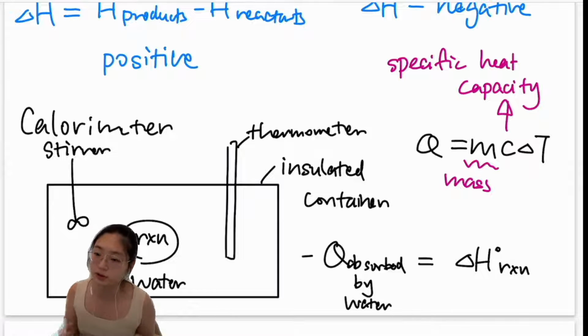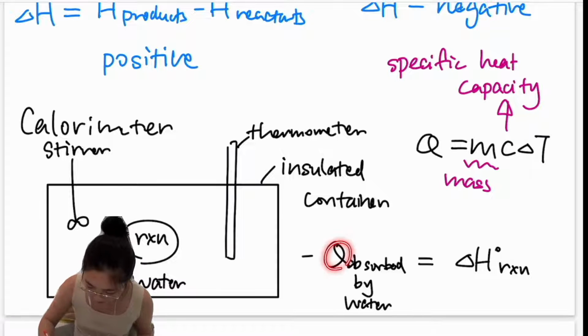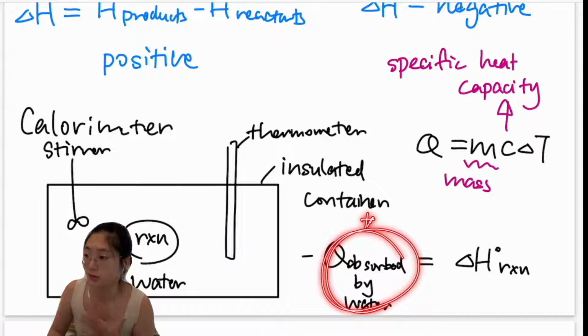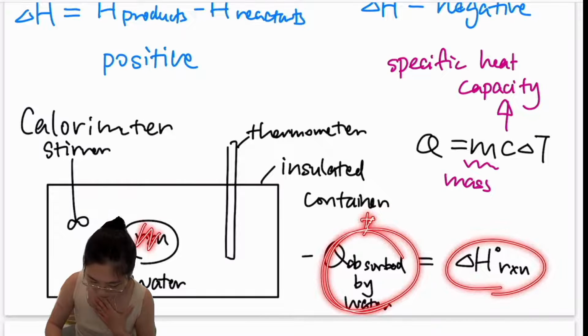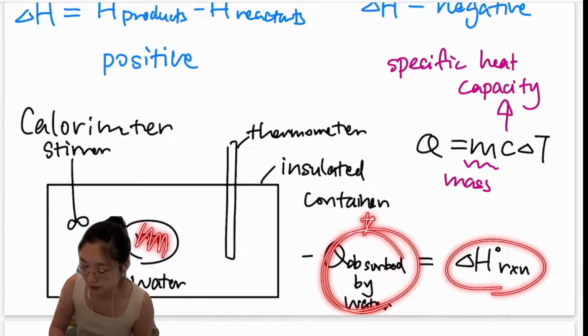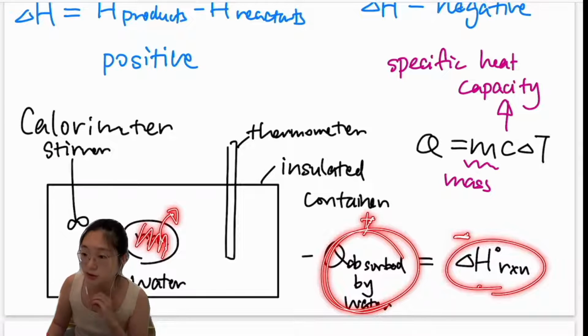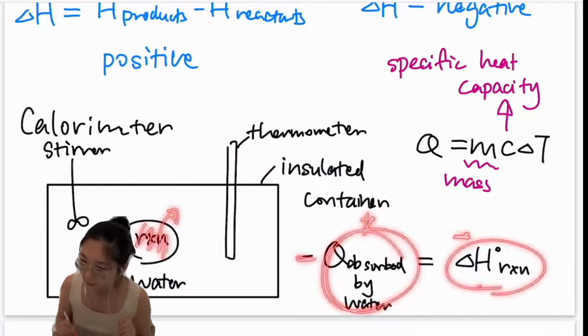Okay, how did Q turn to a negative value? It's not the Q turning to a negative value. Q is the amount of energy that's absorbed by water, so this is a positive value. Delta H for this reaction, because this is an exothermic reaction, is a negative value. So just to make sure that I match these two values, I put a negative sign.